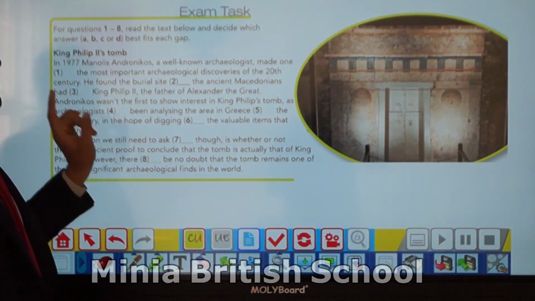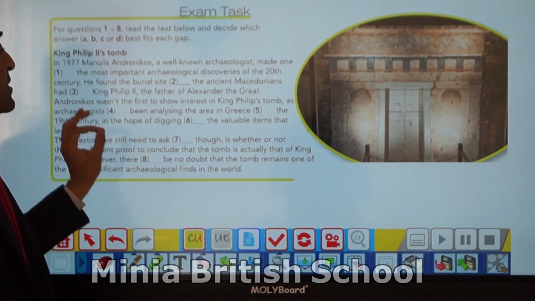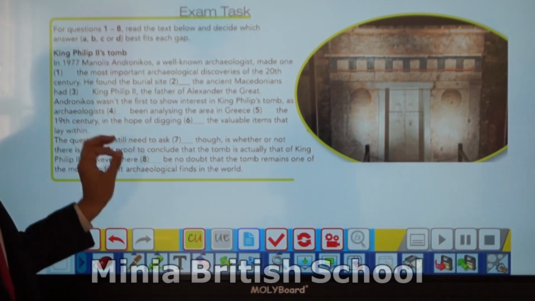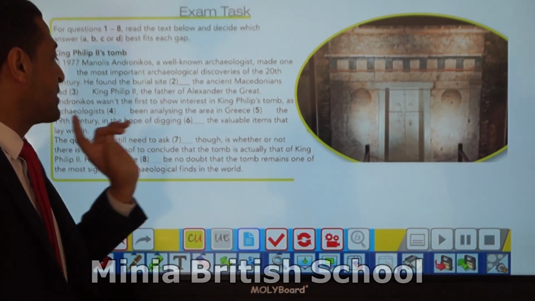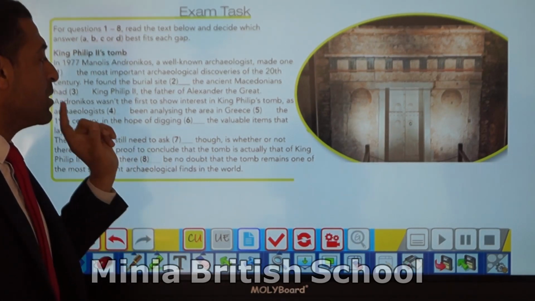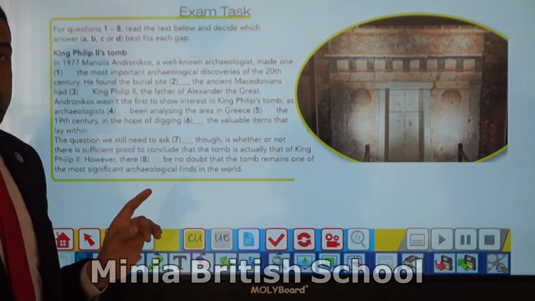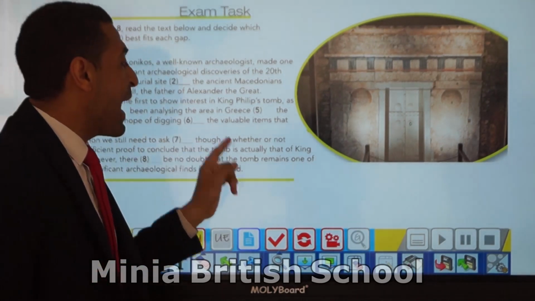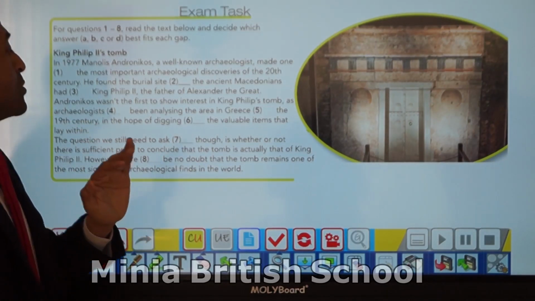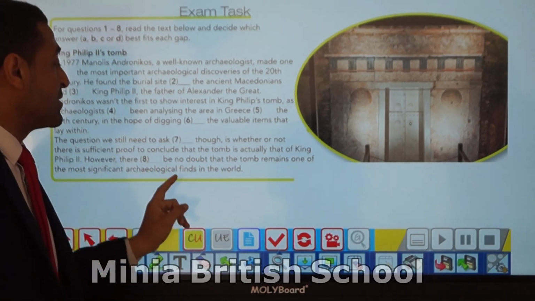Andronicus wasn't the first to show interest in King Philip's tomb. As archaeologists, space been analyzing the area in Greece, space, the 19th century, in the hope of digging space, the valuable items that lay within. The question we still need to ask, space though, is there or not? There is a sufficient proof to conclude that the tomb is actually that of King Philip II. However, there is no doubt that the tomb remains one of the most significant archaeological finds in the world.